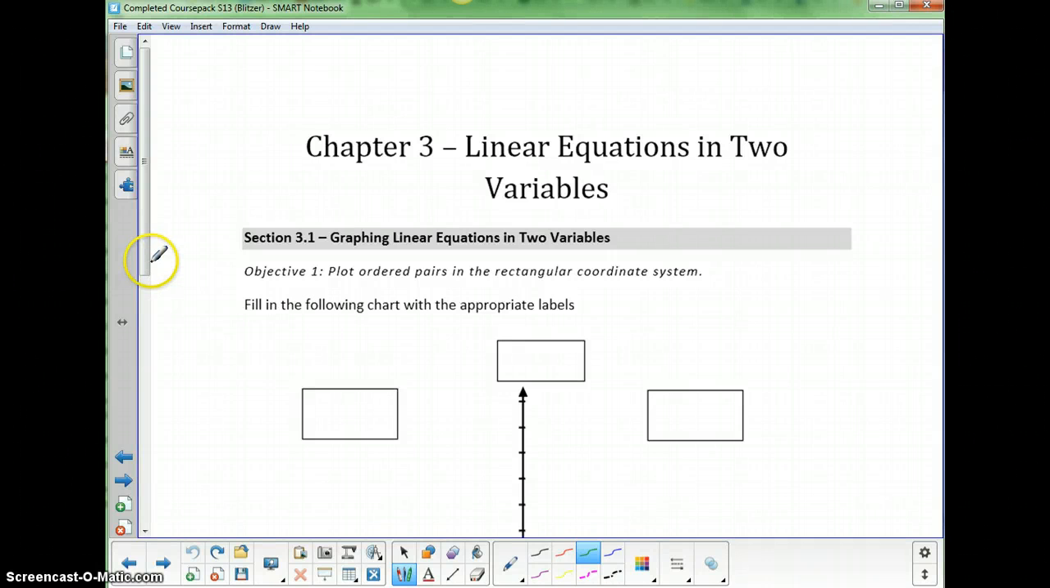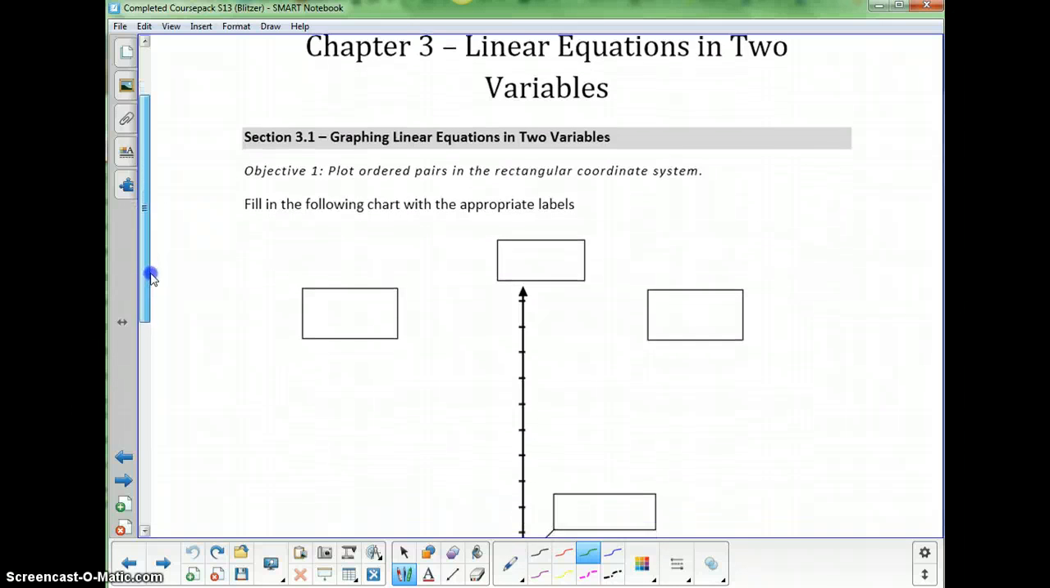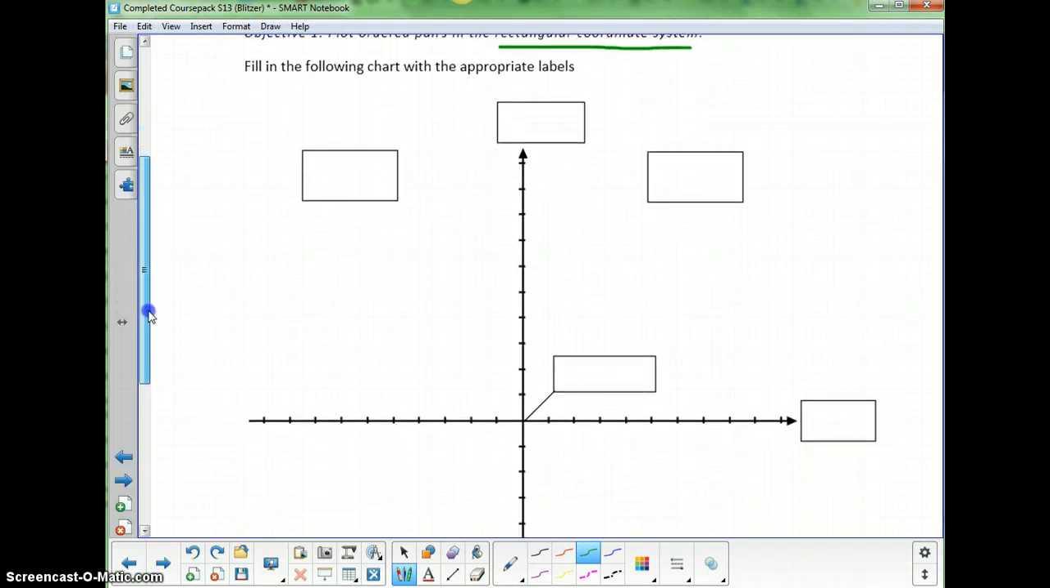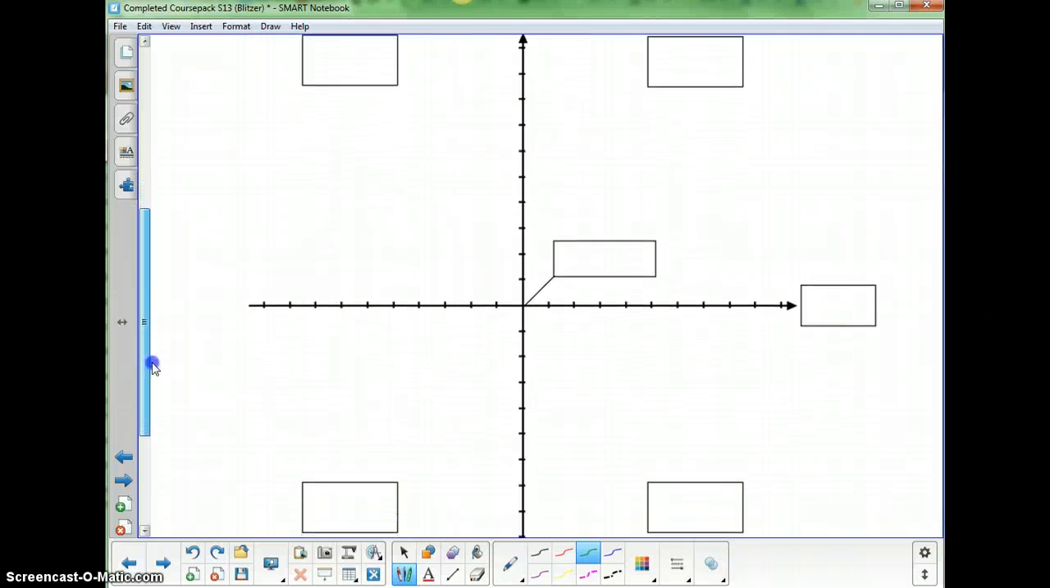Chapter 3 is on linear equations in two variables, and the first section is on graphing linear equations in two variables. So our first objective is to talk about the rectangular coordinate system, and this grid down here, when we fill it in, is going to describe some of the pieces of that rectangular coordinate system. So the rectangular coordinate system is a set of two number lines that cross.